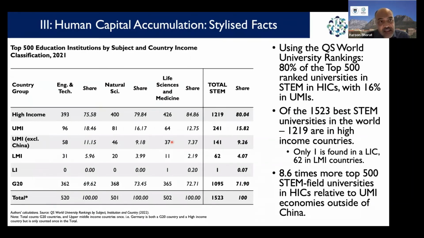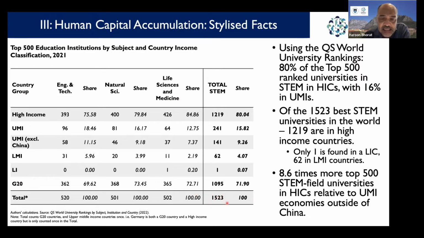So I then look at the top 500 institutions in the globe, remember, using the QS World University Rankings by subject. So I'm not interested in all at the university level in the aggregate. I'm interested in the STEM fields, so engineering and technology, natural sciences, life sciences, and medicine. Those are the STEM fields, right? And I asked the question, which are the top 500 educational institutions by subject and country income classifications? If you look down here, let's just take you through total STEM, right?